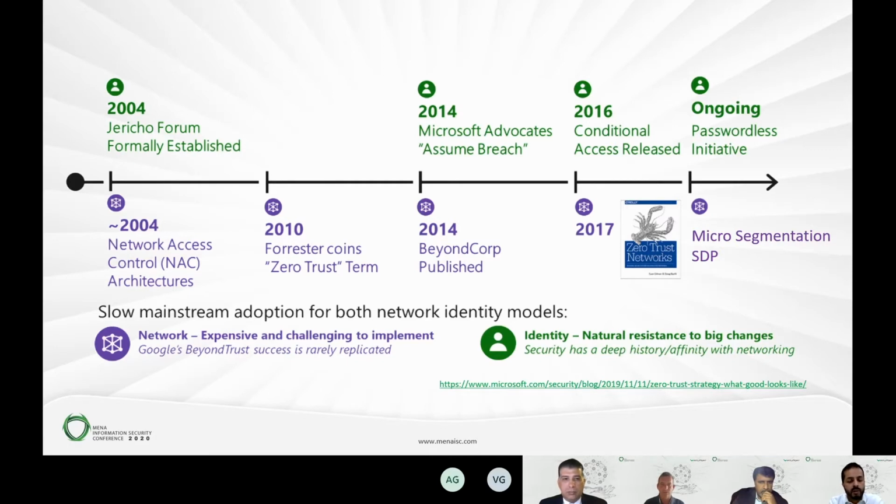Then in 2010, Forrester, like I said, coined the term zero trust, and this paradigm shift was codified further. In 2014, Microsoft advocated the concept of assume breach. Assume basically that your internal network has already been compromised, and therefore you need to take a different approach to how you secure your enterprise. Also in 2014, Google published BeyondCorp, where they adopted a number of the principles from the zero trust architecture that was specified by Forrester, and they deployed it.